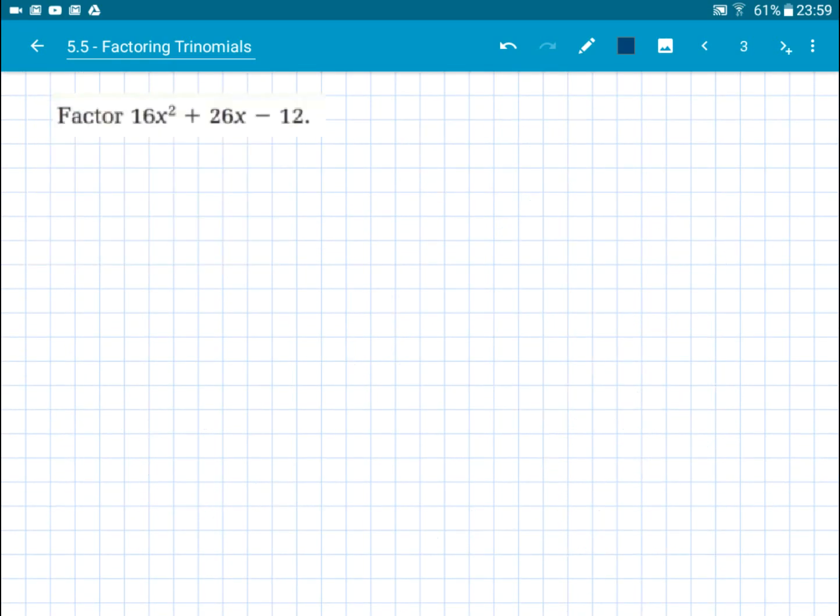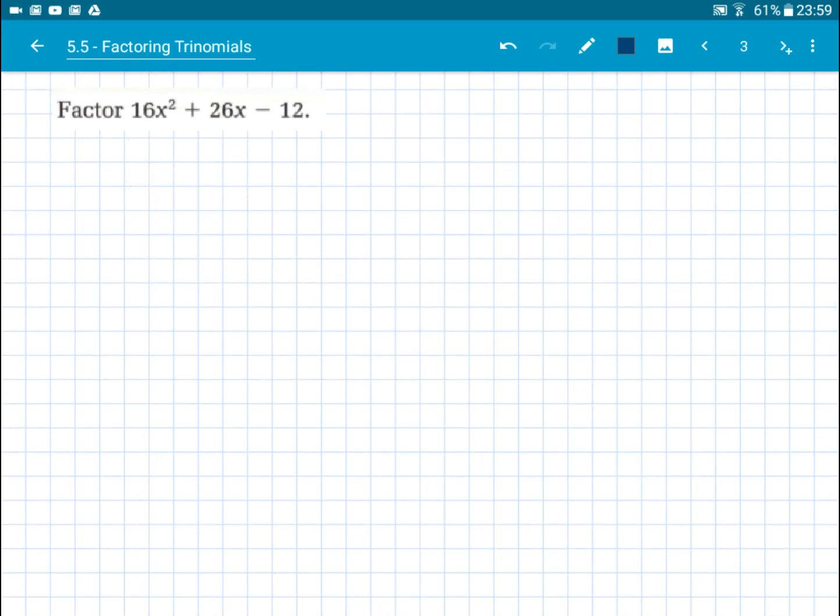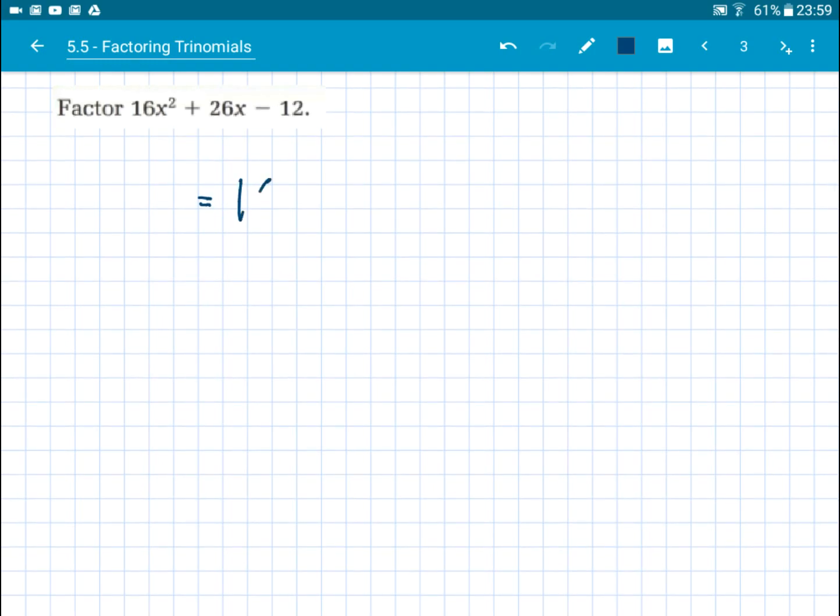Okay, let's take a look at another one. So this one's a little bit more complicated, but as long as we think about what we need to accomplish, we should be okay. So we have 16x squared plus 26x minus 12. Now you could just start off doing this, but 16 times 12 is a pretty big number. And if you think about it, you're going to have to come up with a lot of different possibilities that multiply together to give you that number. So you can make your life a lot easier if you common factor out anything that's a common factor between every term.